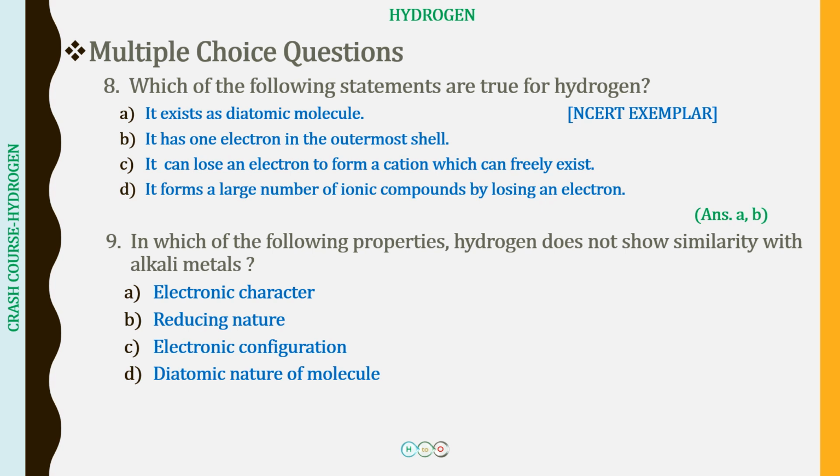You can see the reaction examples also, which we discussed during the detailed comparison of hydrogen to the alkali metals. So hydrogen and the alkali metals are strong reducing agents. This is a correct option. Next, electronic configuration: both have the general electronic configuration of ns1. So this is also correct.